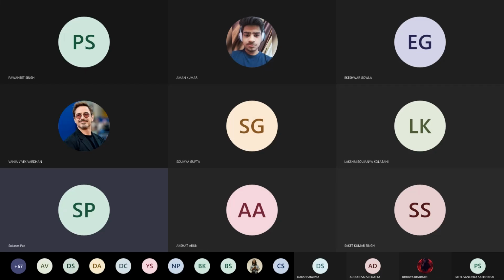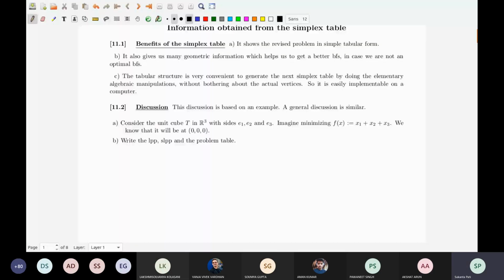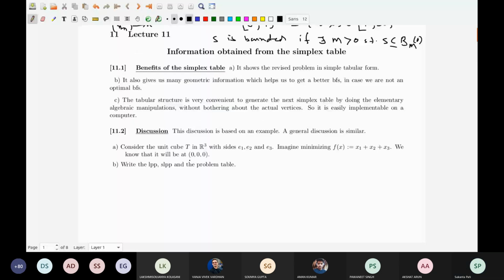Why do I need the simplex table? Now, the simplex table gives me information about the revised problem. Okay.